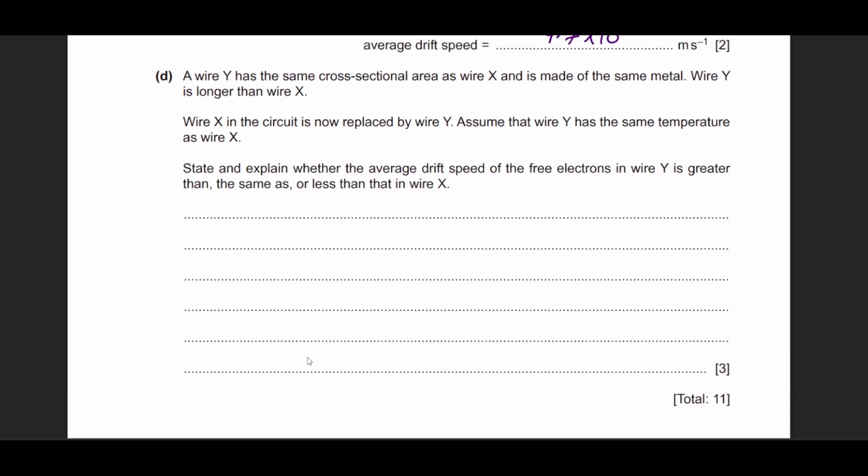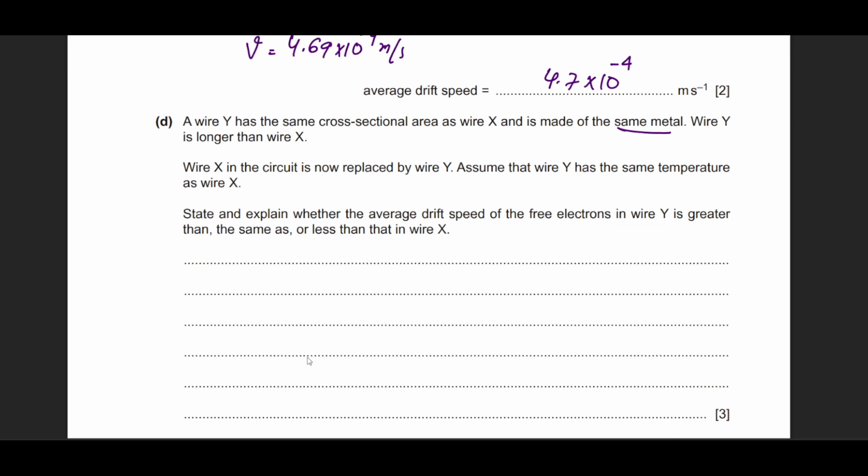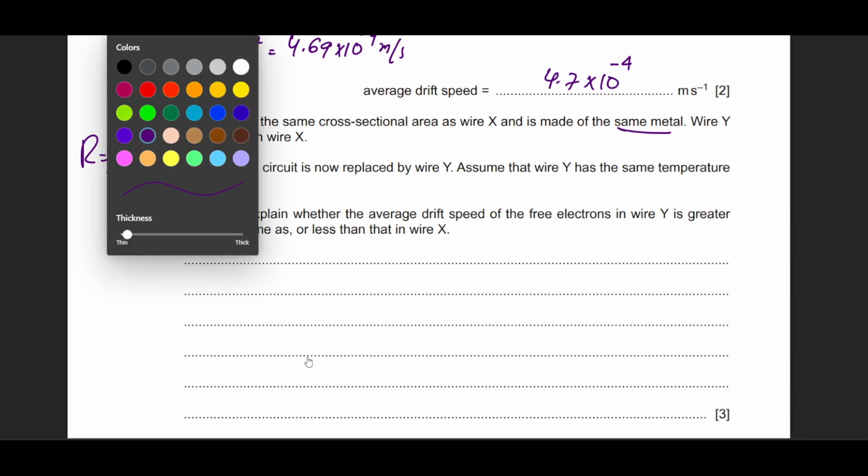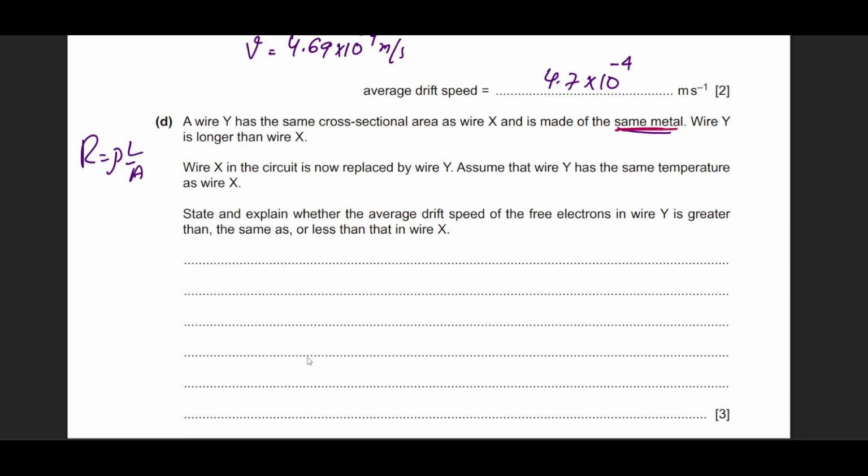Now it says that a wire X has the same cross-section area as wire Y, and is made of the same metal. Okay, wire Y is longer than wire X. So the resistance formula rho L over A, what has he said that is constant? He says that it is made out of the same metal, so rho is not a part of the comparison. The cross-section area is the same, so A is not a part of the comparison. We are left with an increased length. So resistance is proportional to length. So if our wire Y has a longer length, then resistance of Y will be greater than resistance of X.